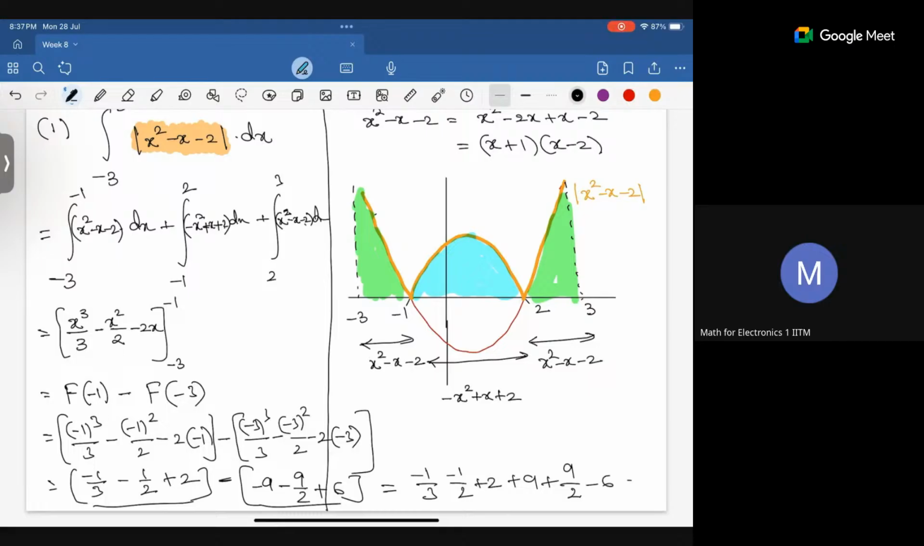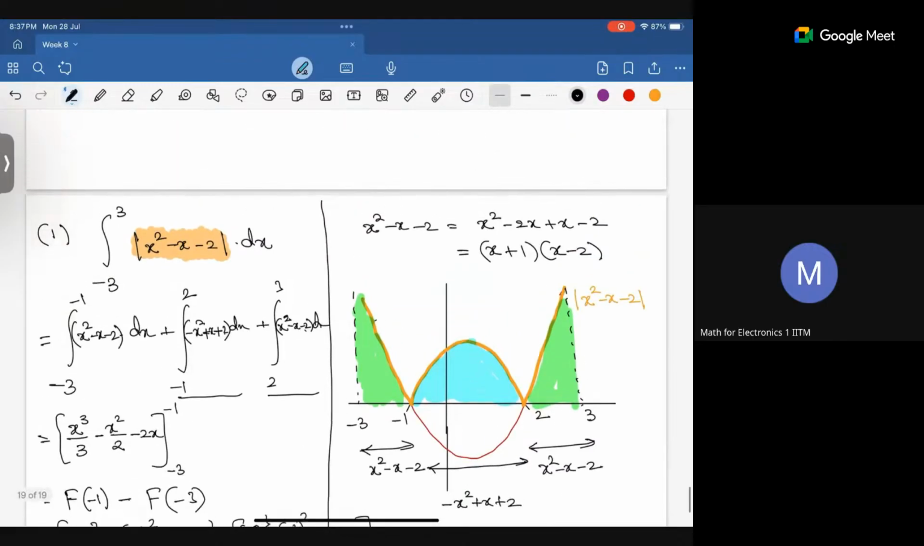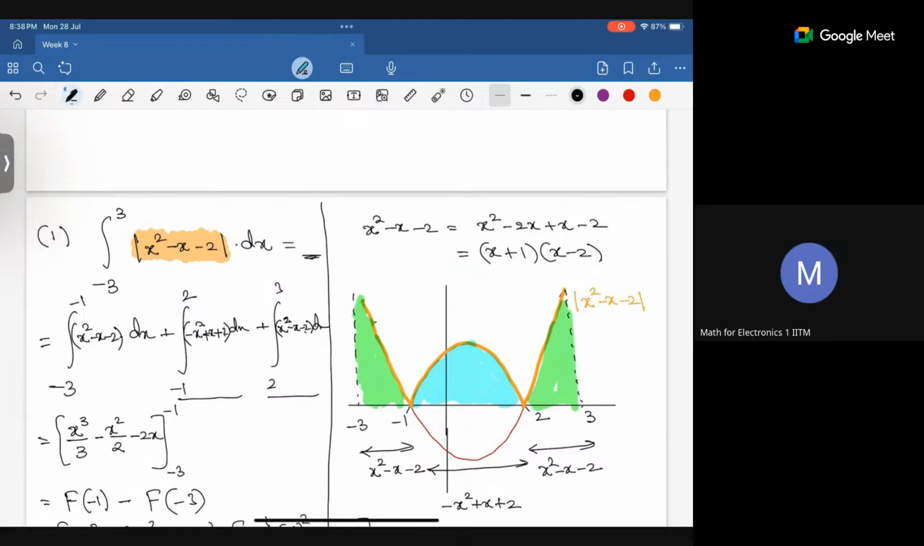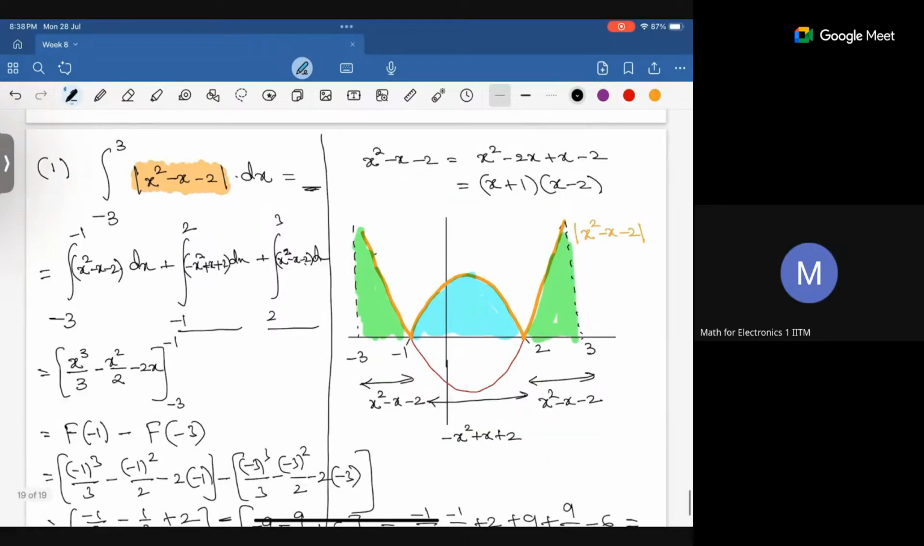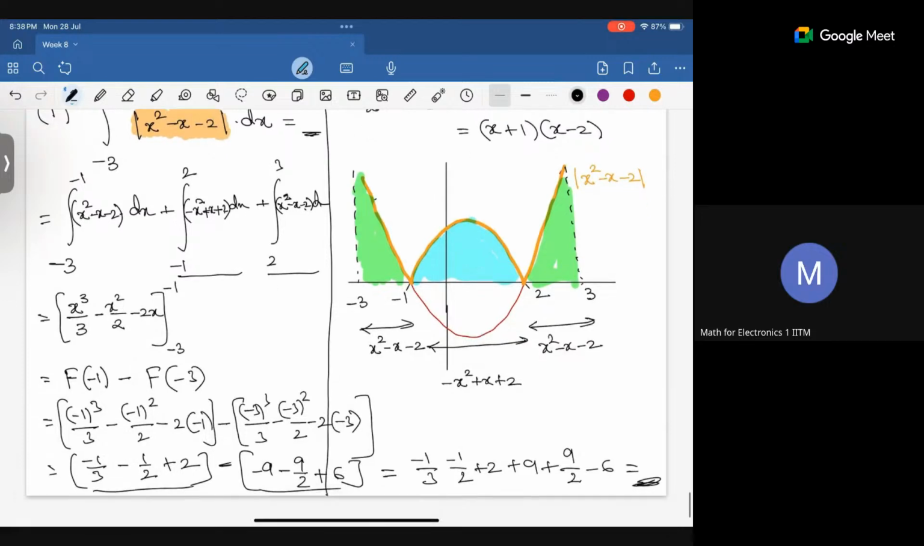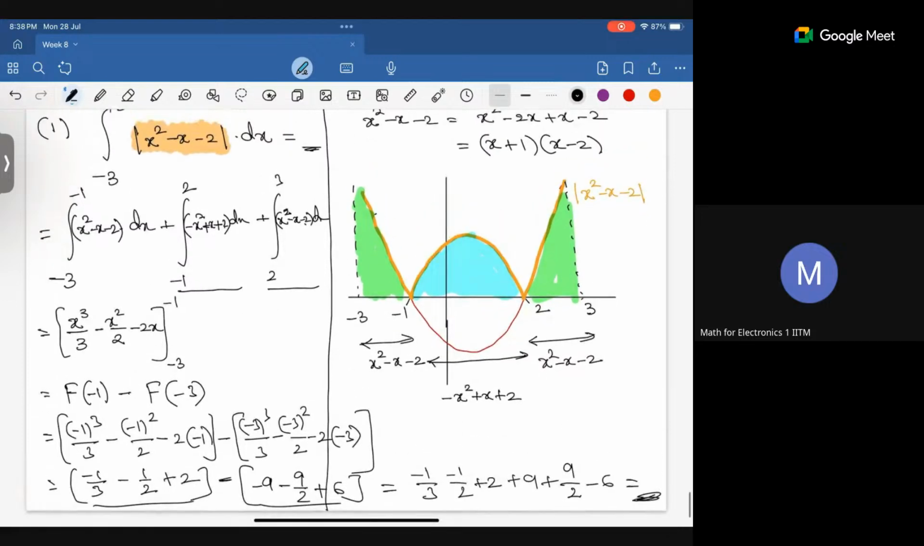So this also you can compute. Similarly, you compute the other parts, and add all three values, and you'll get the final answer. I hope you guys can do that. But this is how you should do it.